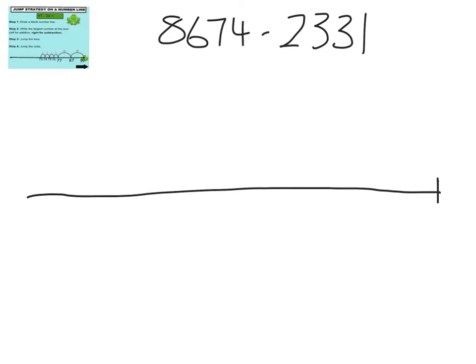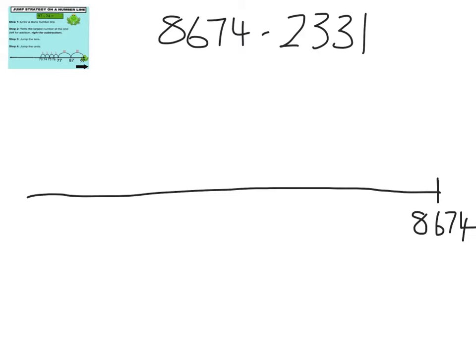So I'm going to put 8,674. Now, it's very important with subtraction, always put the biggest number first, or else you're going to end up with a negative number. All right, the next thing we're going to do is use place value to find out what we need to take away.